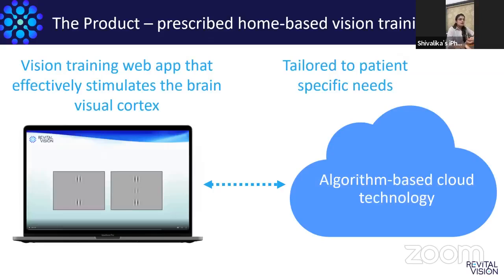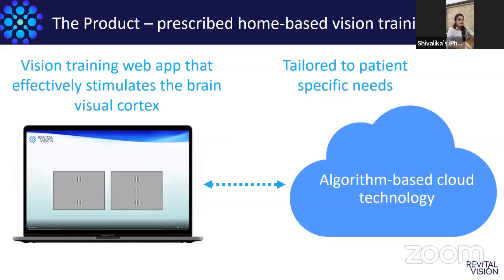The product that is Revital Vision is a prescribed home-based vision training app. It actually is an algorithm-based cloud technology, which is very specifically tailored to the specific needs or cortical deficit of the patient. And it very effectively stimulates the brain, primarily the visual cortex, using different types of algorithms. We will be talking about the science behind Revital Vision, the scientific building blocks on which Revital Vision works, in the further slides.